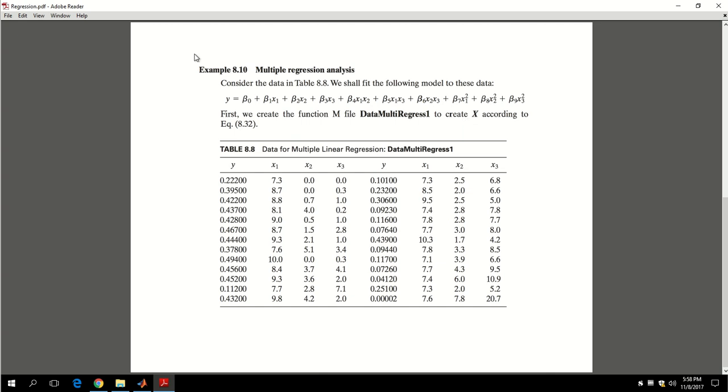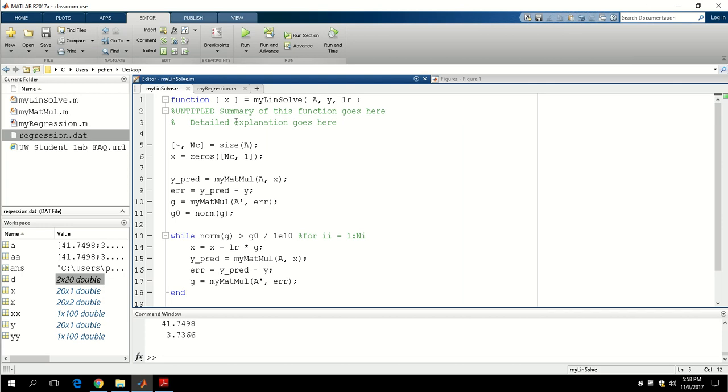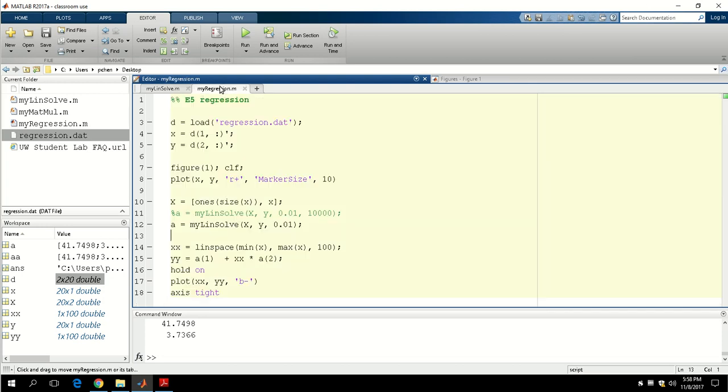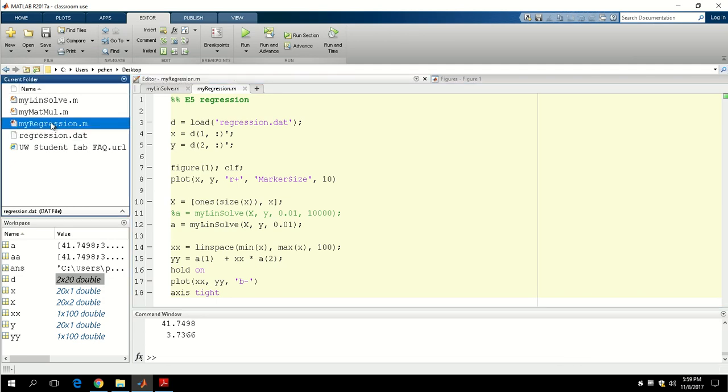So maybe it's a good time for me to stop this particular video, right? But for the exercise E5, if you want to email me your codes, that's the two codes that you want to email me: my regression and my linsolve. My matmul isn't changed, so it's still going to be the same as E3, right? But my linsolve is kind of different from E3, so you have to email me these two codes, right? So this is a very short exercise.